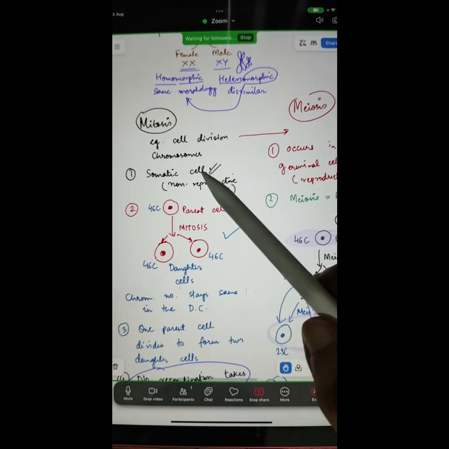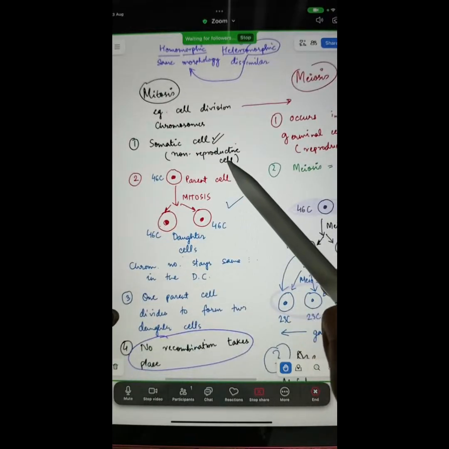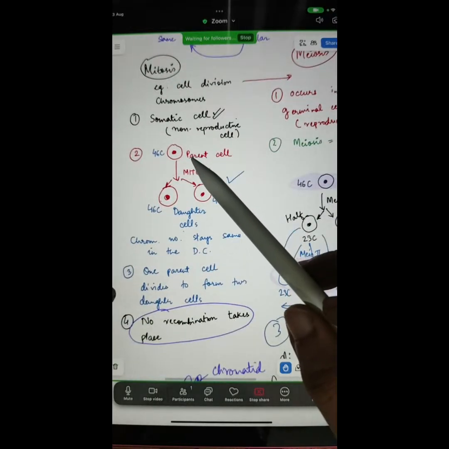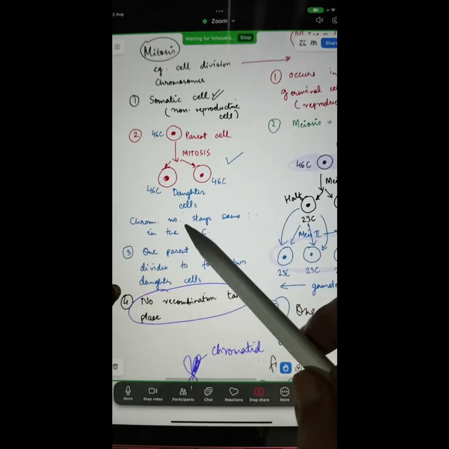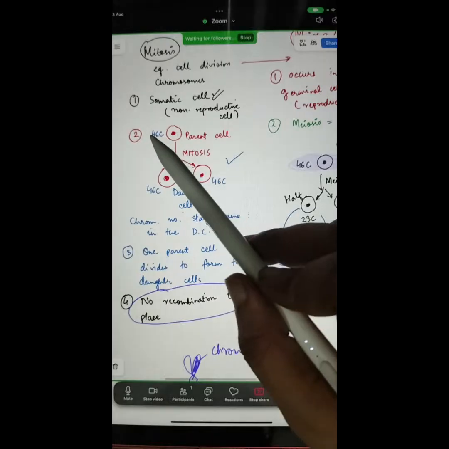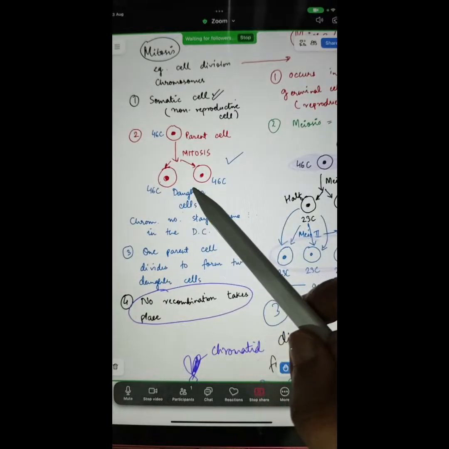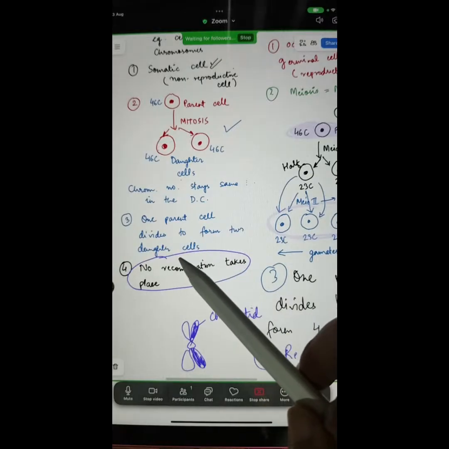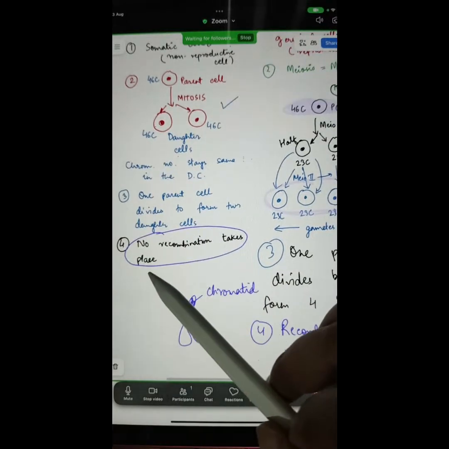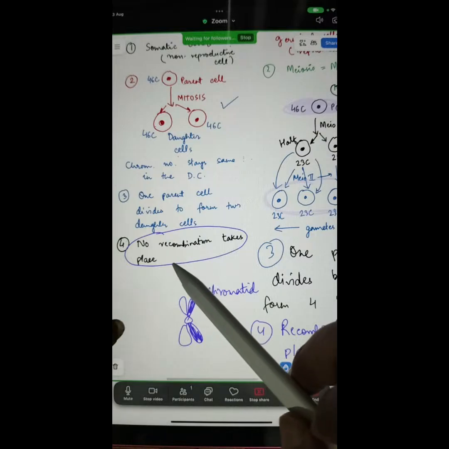So mitosis occurs in the somatic or non-reproductive cells. See the illustration: from one cell, two daughter cells are being formed and the chromosome number is the same in the daughter cells. So here we started with 46. In the daughter cells, we have 46. So from one parent cell, how many daughter cells are being formed? Two.